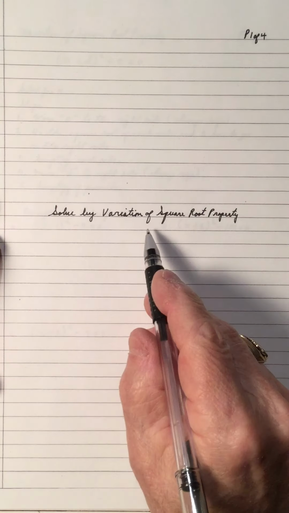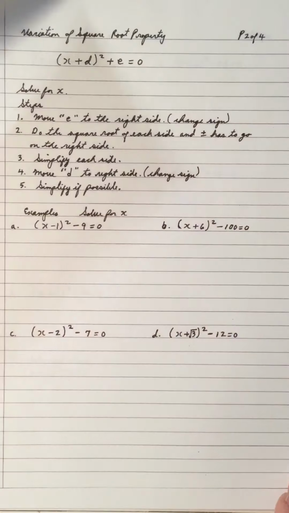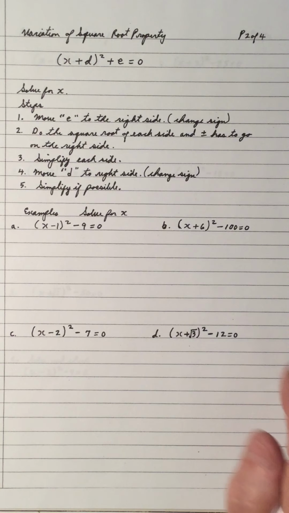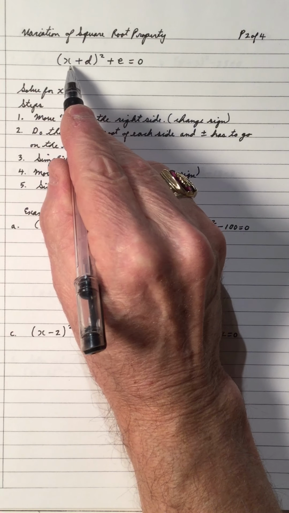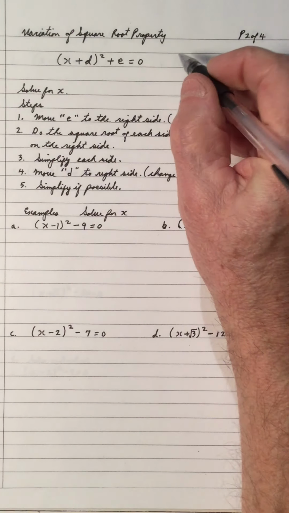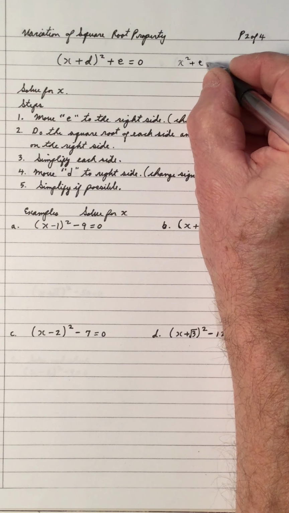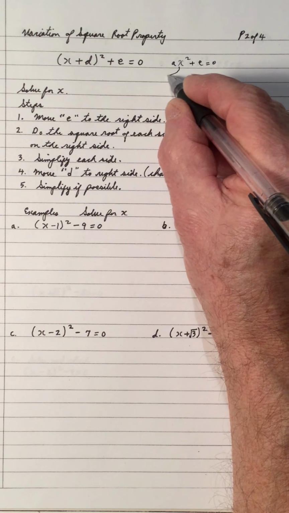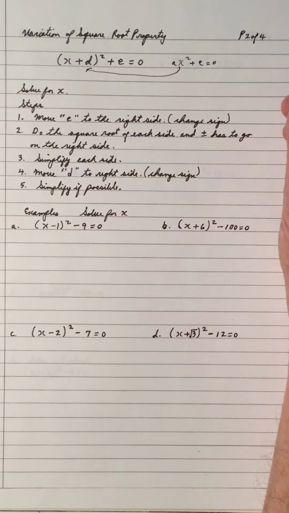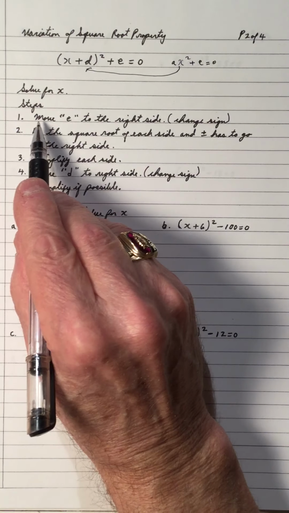Hi, welcome to my video on solving by a variation of the square root property. The variation is that the square is on a binomial. Before, we had x squared plus e equals 0 with an a in the front, but now the x is replaced by x plus d. To solve this variation, we will follow these steps.